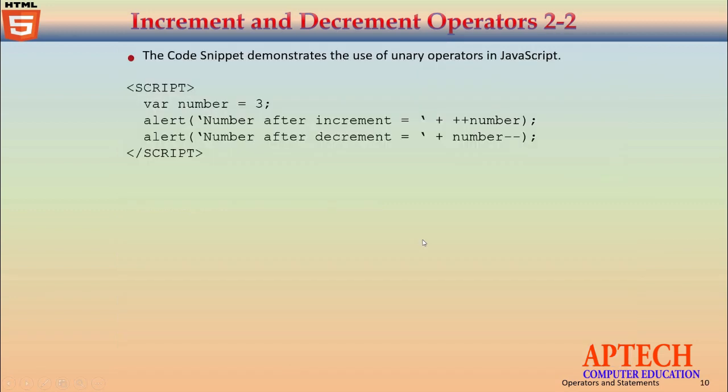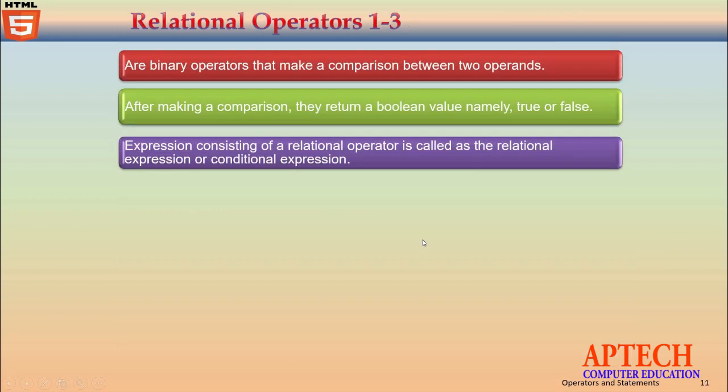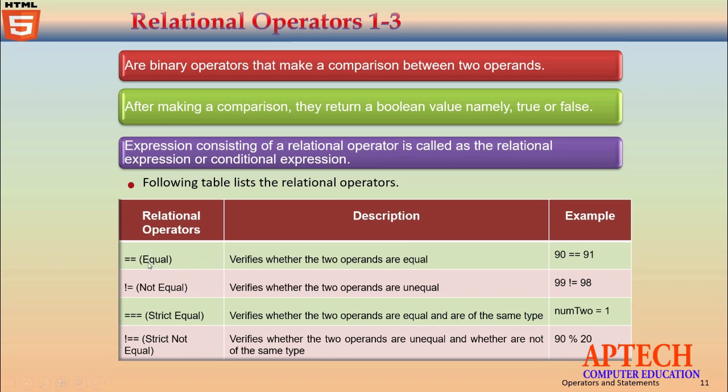Now the next operator is the relational operator. Relational operators are binary operators where we use two operands for the comparison. That means a relation between two operands. After making a comparison, they will return a Boolean value, that is, true or false. So the relational operators are equal, not equal, strictly equal, and strictly not equal.